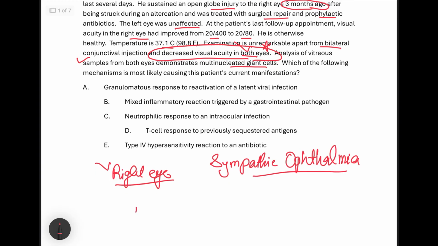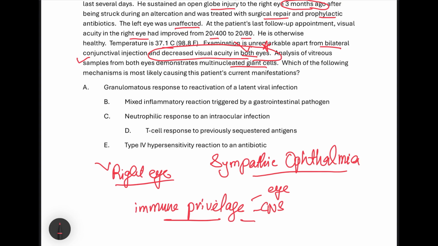If you remember the topic of immune privilege that was mentioned in immunology, there are some organs in which there is less recognition of antigens as foreign by the immune system. Those organs are the eye, central nervous system, fetus, placenta, and testes. These organs are immune privileged organs.